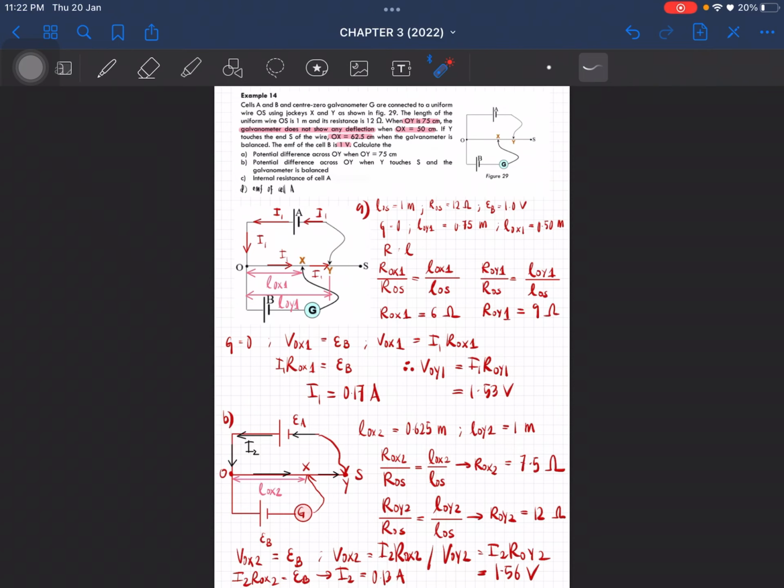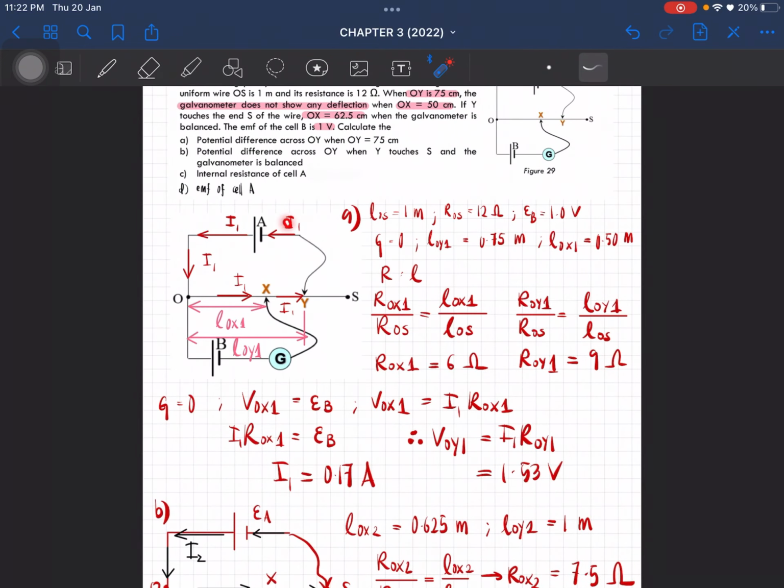So basically for this one, you just need to be able to use the concept of ratio. Okay, the concept of ratio R over L. R against L. Macam tu lah. Okay, so if you are able to use the concept of potential divider in this question, you shouldn't have any problem with it. So basically why I label I1 and I2 is because there are two different situations.